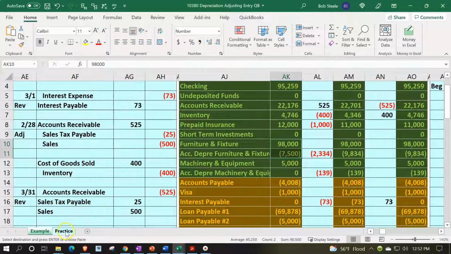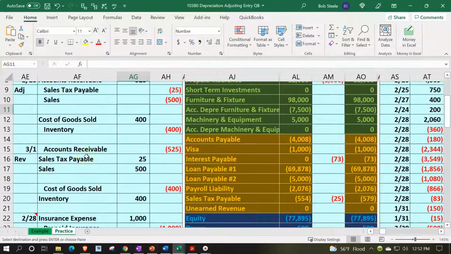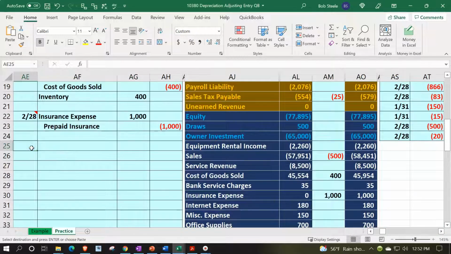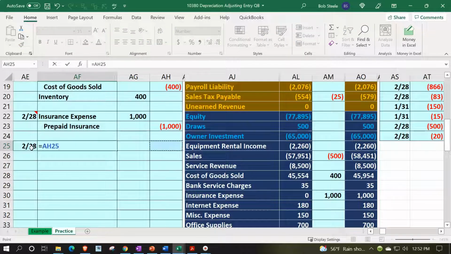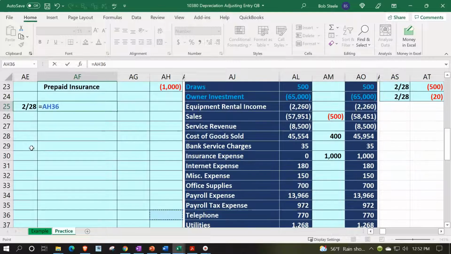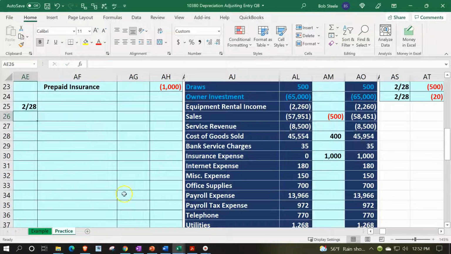Okay, noting that, we're going to go back to the practice tab. We're going to enter the journal entries, which are pretty straightforward. We're going to go down here and say this is as of 2/28. We're going to debit the depreciation expense, which we don't have. I've got to add depreciation expense, so let's do that. It's going to be in alphabetical order. I'm keeping it in alphabetical order. It's going to be after the bank service charge.